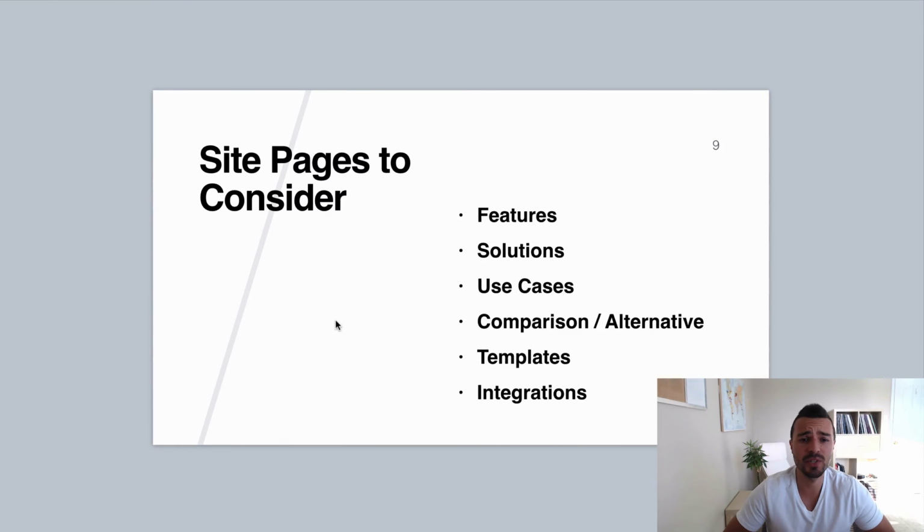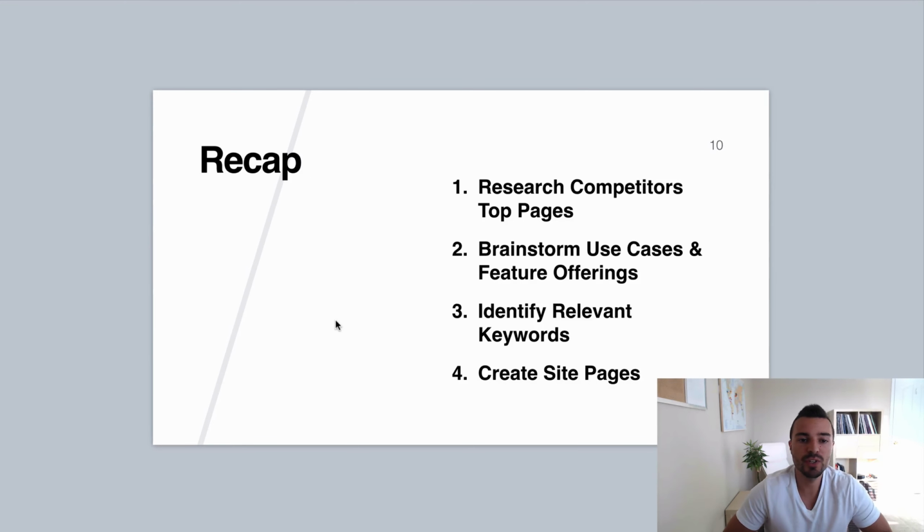So in terms of some site pages that you want to consider, look at features, solutions, use cases, comparison and alternative pages. If you have templates, those are great site pages that you can create, as well as integrations. So just to recap, what you want to do is research your competitors' top pages, brainstorm use cases and feature offerings for your product, identify relevant keywords, and then create the actual site pages themselves.